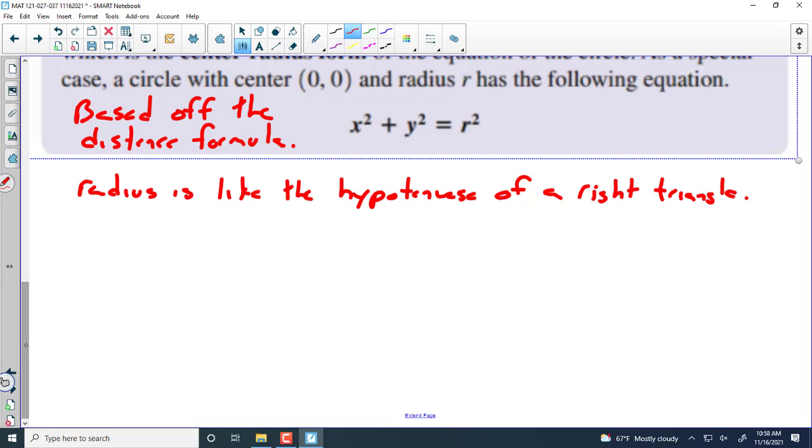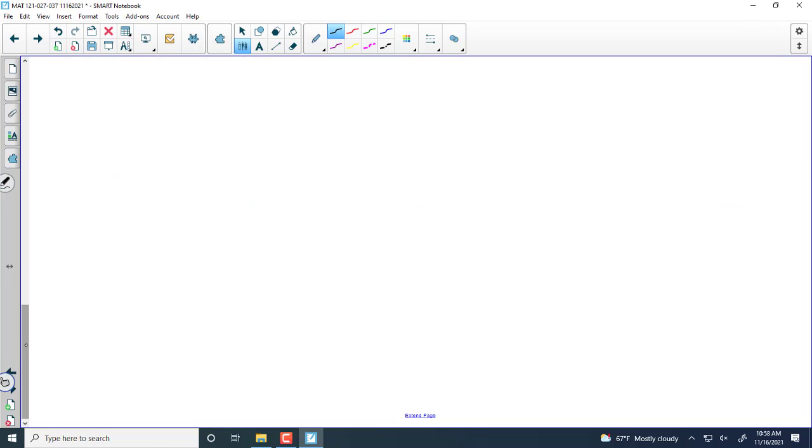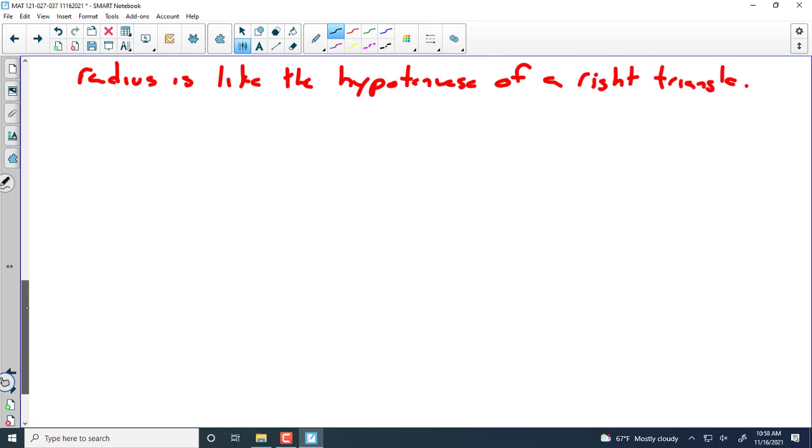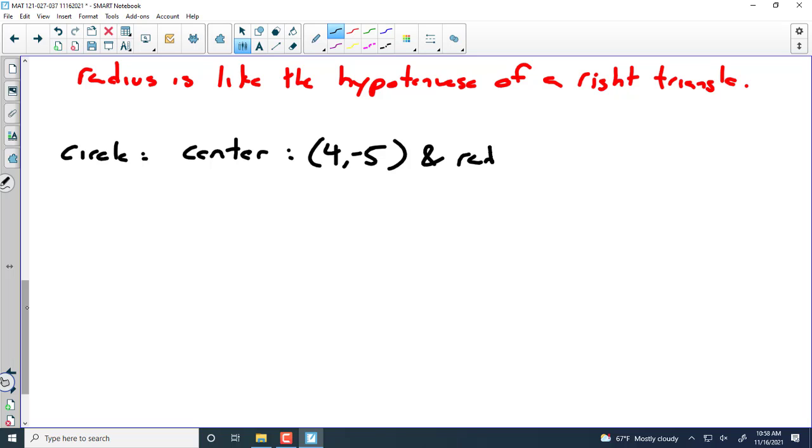So let's do a little drill real quick, everyone. A circle has a center of (4, −5) and radius 9. Give the equation. Everyone give the equation of that circle for me.